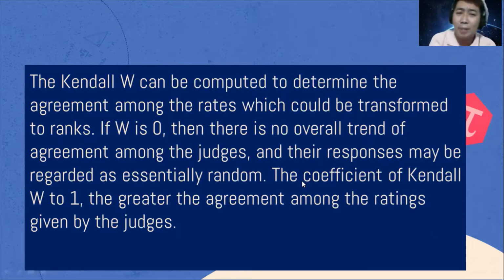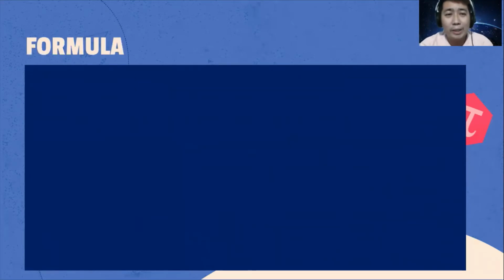So the Kendall's W can be computed to determine the agreement among the raters, with ratings transformed to ranks. If W is 0, there is no overall trend of agreement among the judges, and the responses may be regarded as essentially random. The closer the coefficient W is to 1, the greater the agreement among the ratings given by the judges. Okay?